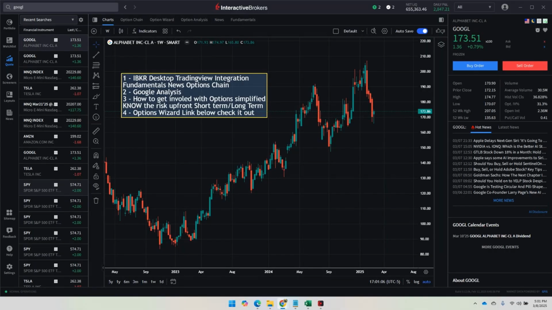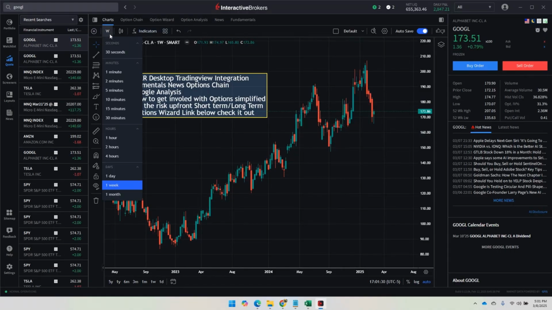All right, so let's start off first. We're going to actually look at the charts on Google, and I'm going to show you a play that I'm looking into. If you guys want, you can definitely follow along as well, but make sure you manage your risk. All right. So starting off here, Interactive Brokers Desktop, I typed in Google, and what you'll see here, if you click on charts, is you're actually going to get the TradingView integration here.